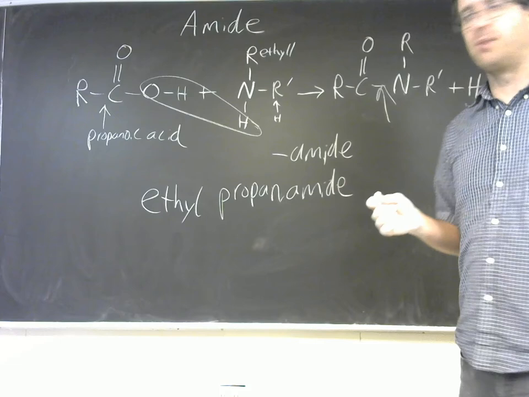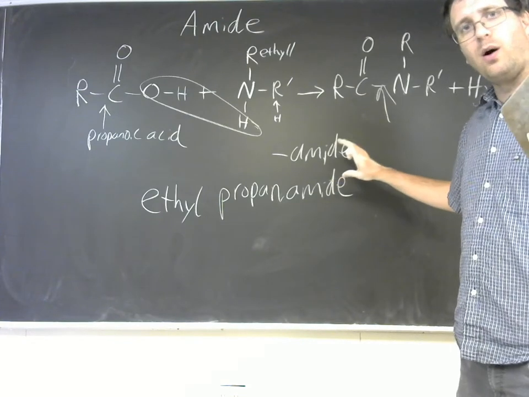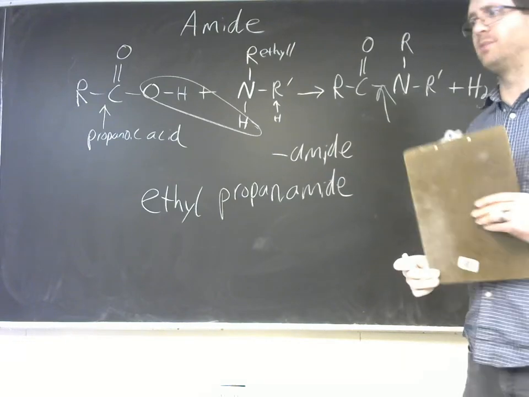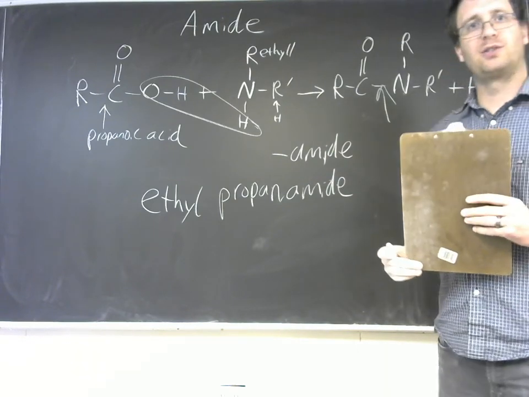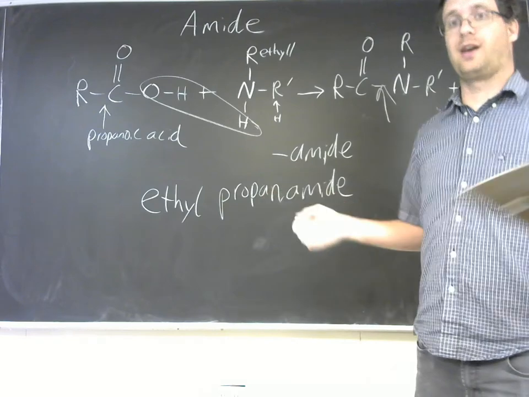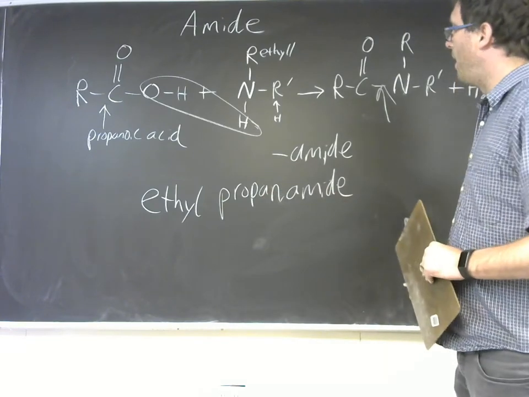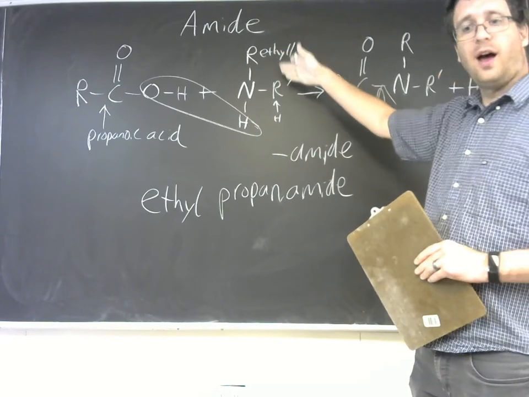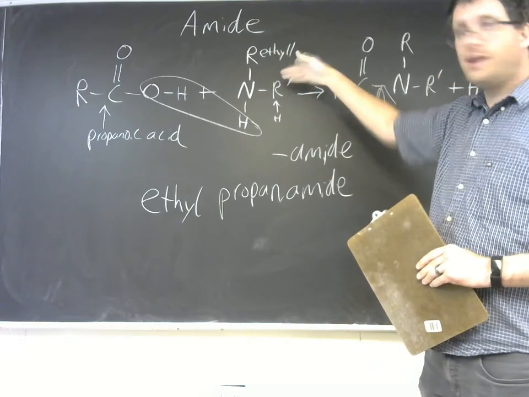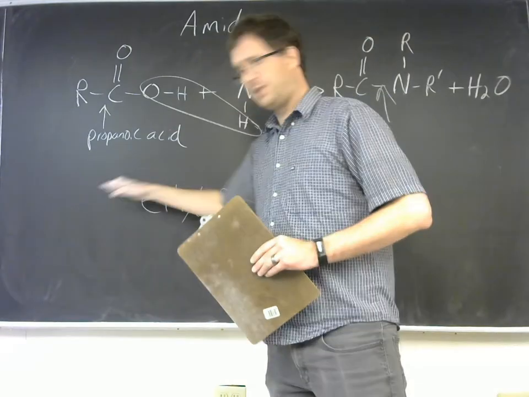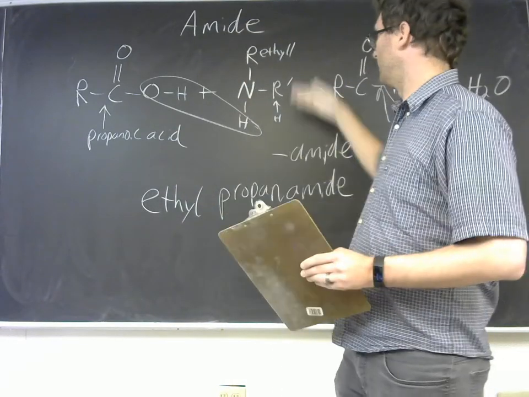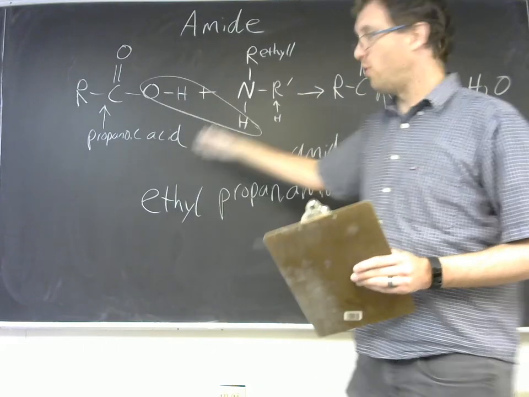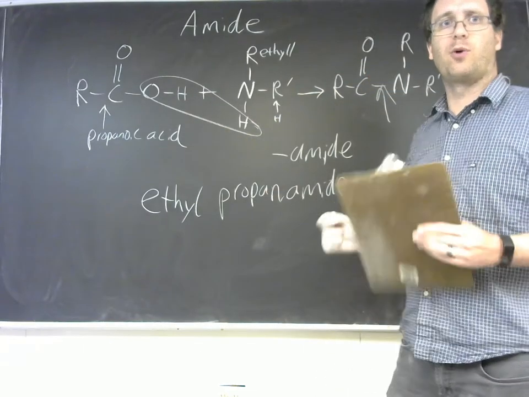I'm not terribly confident about exactly where to put stresses and long vowels on some of these names. I'm sure you'll get much better instruction from an organic chemist in your organic chemistry class next year. If you had two different groups on your amine, then you would just list them both in alphabetical order. If there was an ethyl group here and a propyl group here, then it would be ethyl propyl propanamide.